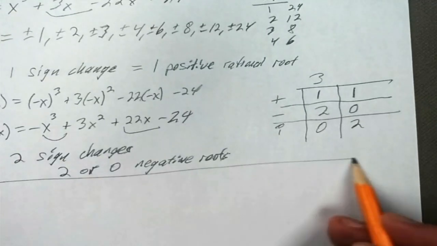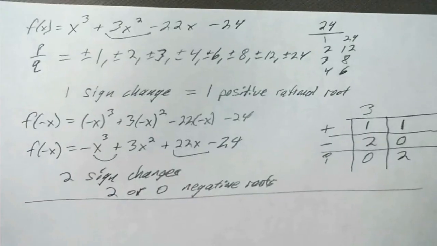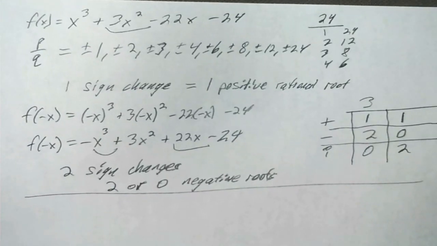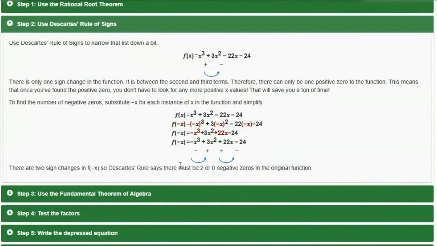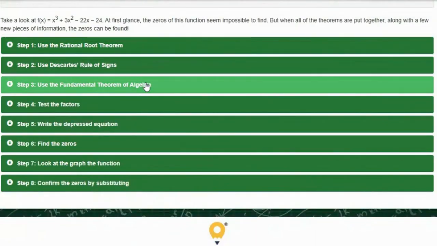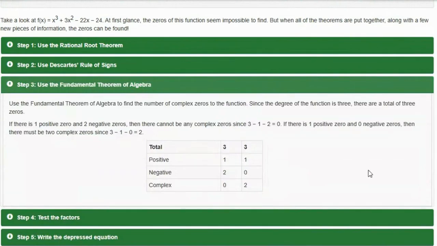Okay. So we've done Descartes' rule of signs to figure out what we're looking for. What do they do next? See, that's where they check the sign changes. 2 sign changes are going to be 2 or 0 negative zeros, and there's only one positive 0. So we've used that. Now use the fundamental theorem of algebra. We already made this as well. Fundamental theorem of algebra says since it's an x to the third equation, there are 3 roots. So we know it's either 1 positive, 2 negative, 0 complex or imaginary, or it's 1, 0, and 2.